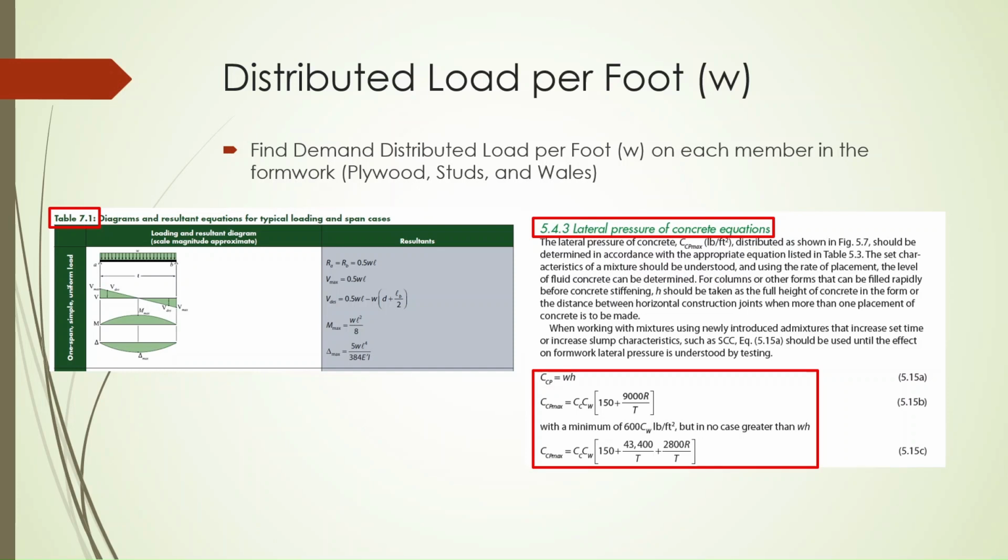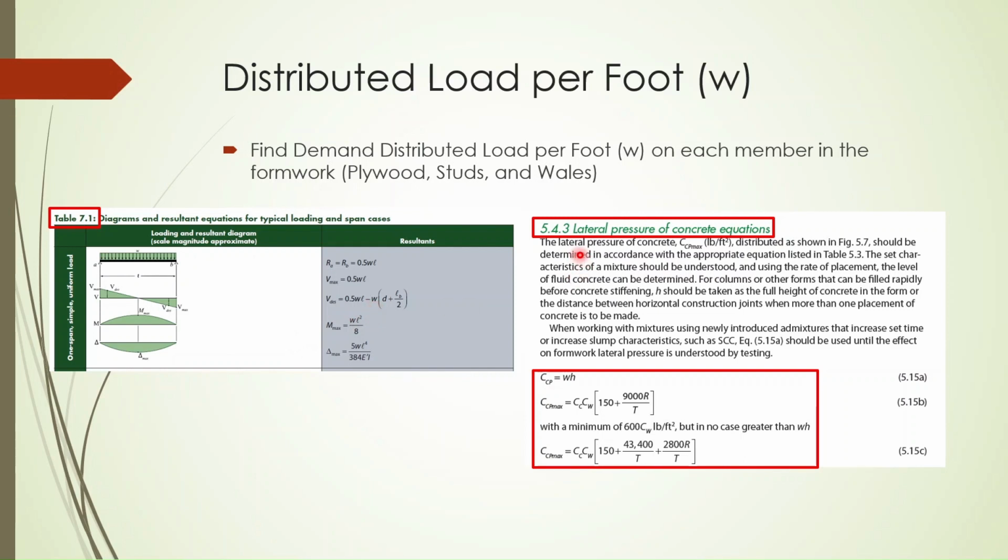So as we discussed earlier, we need to find the maximum support spacing or the span length of the plywood, studs, and wales based on bending, shear, and deflection. So we need to find the design shear, maximum bending, and maximum deflection on the member. In order to find these, we need to find the distributed load per foot.